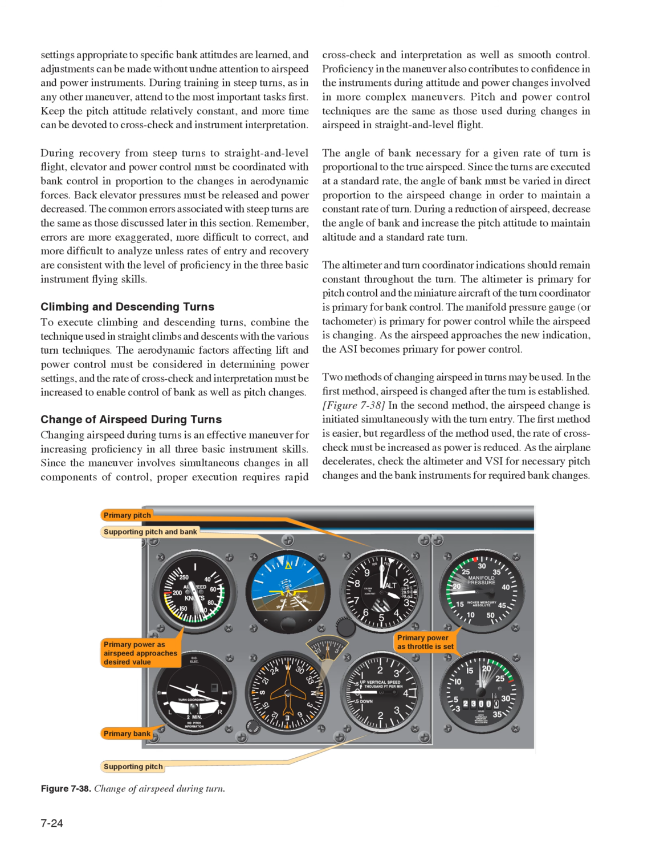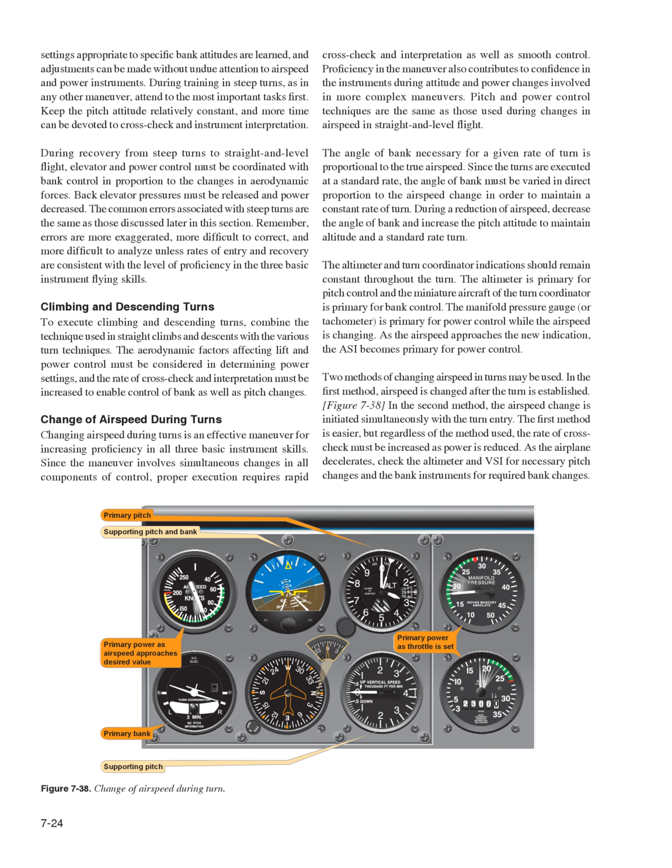The altimeter is primary for pitch control and the miniature aircraft of the turn coordinator is primary for bank control. The manifold pressure gauge, or tachometer, is primary for power control while the airspeed is changing. As the airspeed approaches the new indication, the airspeed indicator becomes primary for power control. Two methods of changing airspeed in turns may be used. In the first method, airspeed is changed after the turn is established. Figure 738: in the second method, the airspeed change is initiated simultaneously with the turn entry.